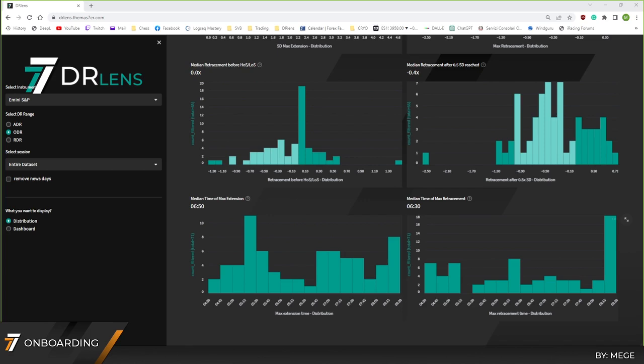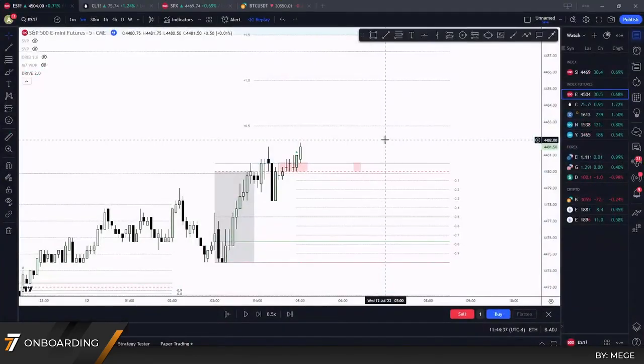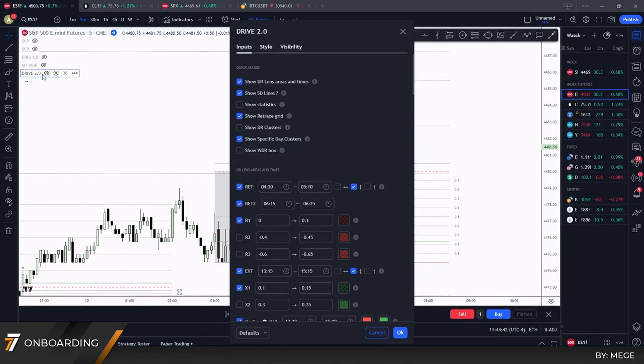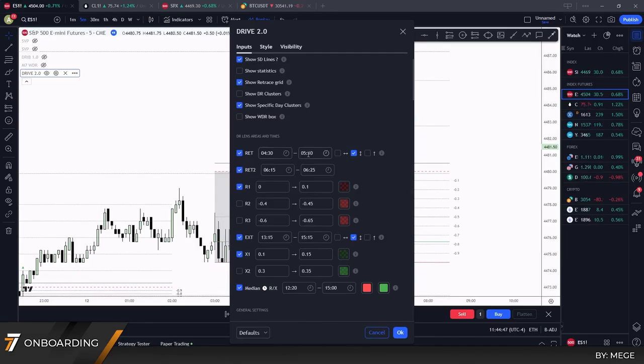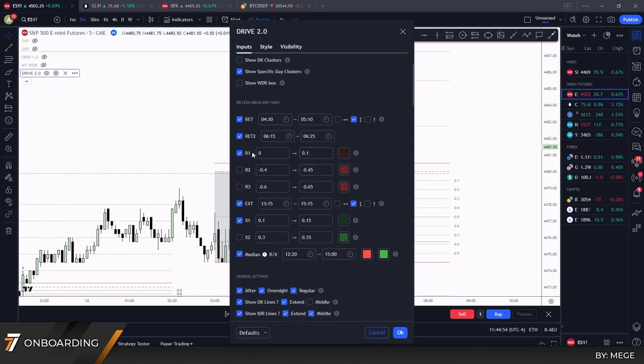So let me read. Nonstop Tilted, I joined over the last week too. How do you relate it to max extension time cluster when max extension and max retracement have about the same cluster in the morning session? Oh, sorry, guys. Okay, let me show you what I did. So, drive 2.0, retracement 4:30 to 5:10, retracement second time 6:15 to 6:25, retracement area 0 to 0.1.